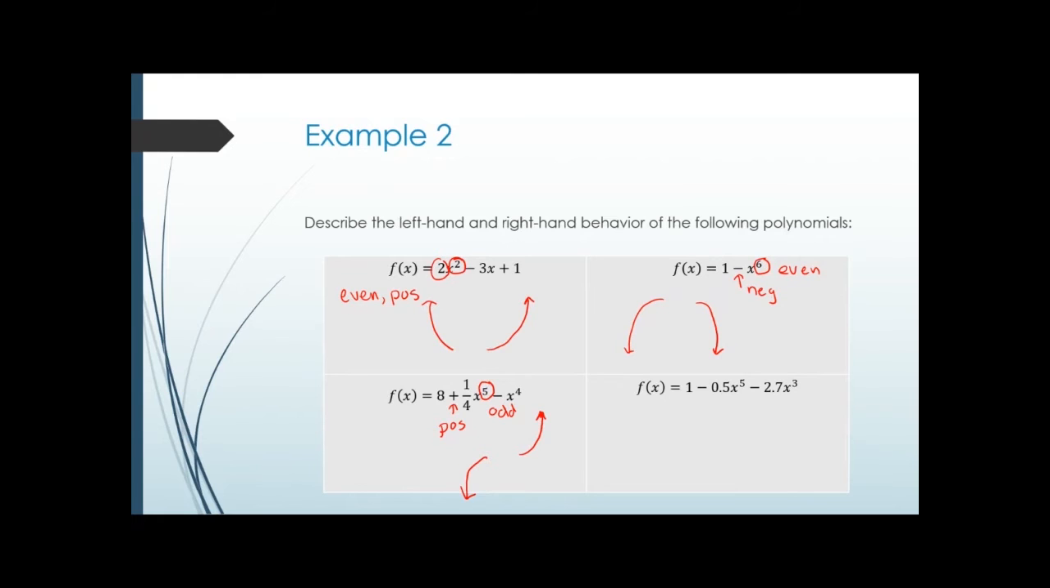Then bottom right, we have f of x equals 1 minus 0.5x to the 5th minus 2.7x to the 3rd. So again, our highest exponent is odd. And we now have a negative leading coefficient because we have a negative 0.5 right in front of that x to the 5th. So that's where we flip it upside down. Let me put that over here. So that's where we get that reflection, and it flips it upside down.